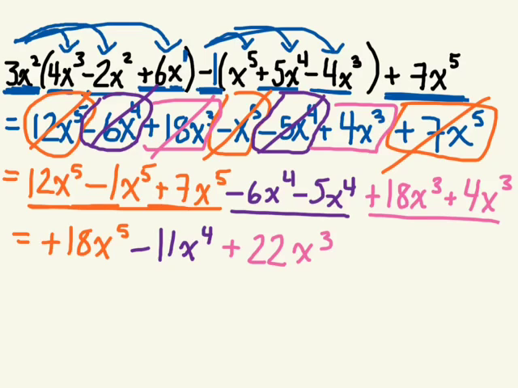And we'll just check. Did I do something wrong? No. Let's just check. We have our last terms. We have an x to the power of 5 term, an x to the power of 4 term, and an x to the power of 3 term. Are they all unlike? Yeah, so we know we can't go any further.